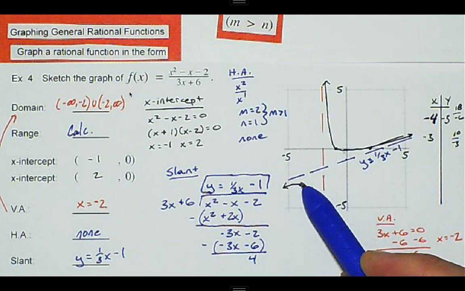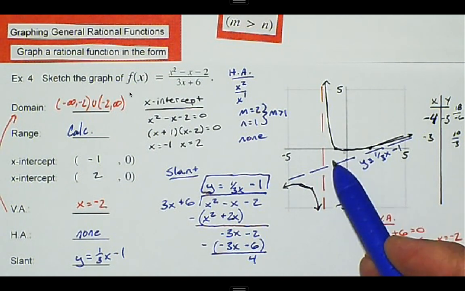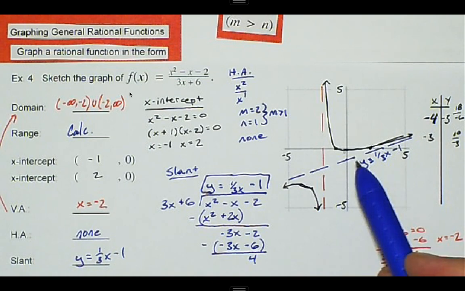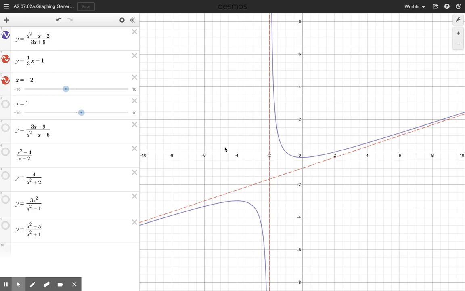We're not sure exactly where the lowest point or the highest point here is, but we will be able to calculate that one. And then we can take a look at what it looks like. So we have our graph, and we can see that it's right there. And then we have our slant asymptote and our vertical asymptote.